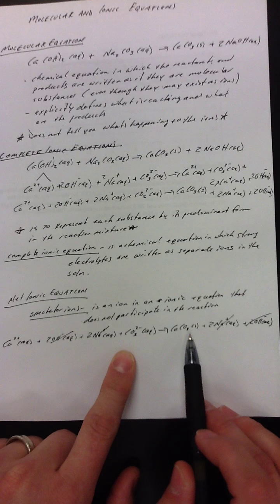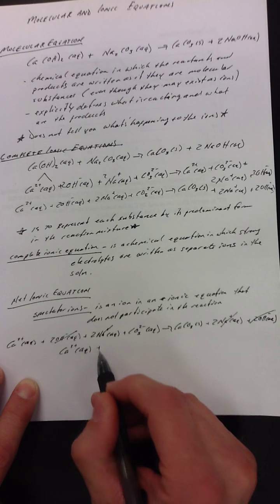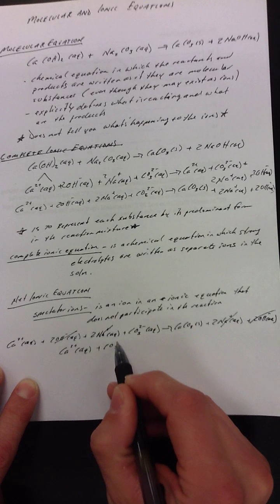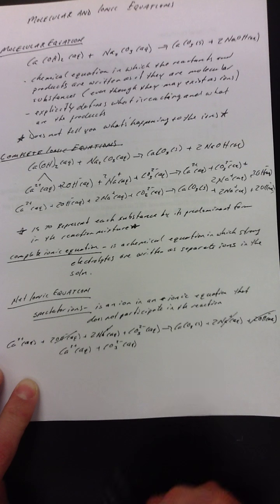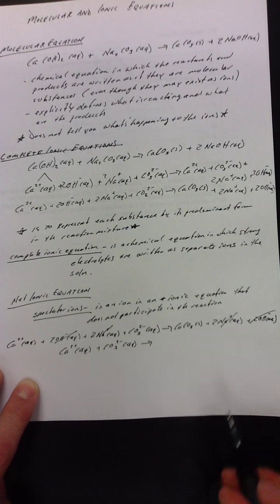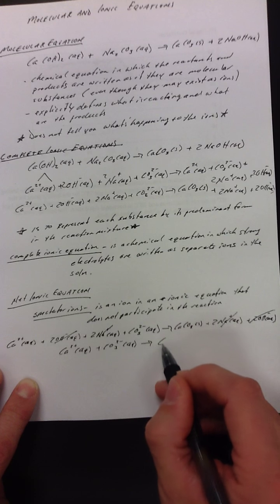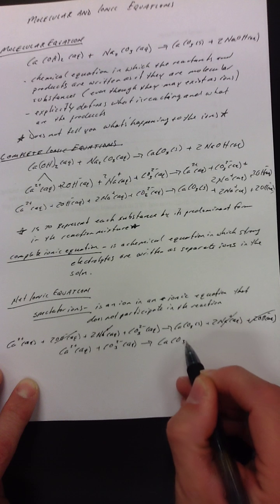So after we go through and we cross out the things that are free ions on the reactant side and the product side, we just write what's left. So we say, okay, we have calcium, Ca2+, which is aqueous. Those are gone, that's gone, plus carbonate, CO3 2-, which is aqueous, yields, and then the only thing that's left over here is solid calcium carbonate.